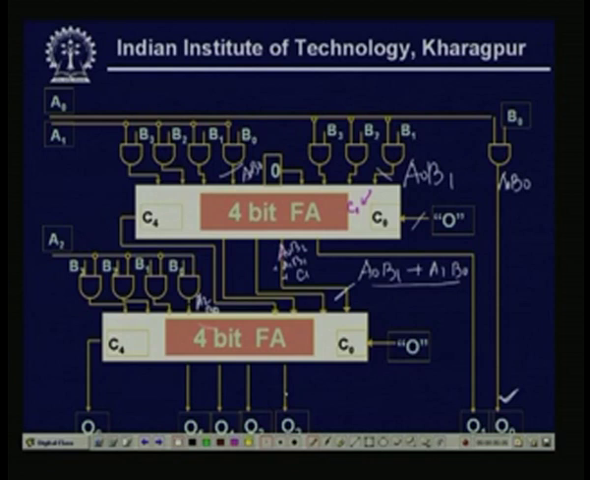So, we are using 2 4 bit full adders, where the LSB of the first adder, with the carry from the previous term, is fed as the LSB to the next full adder, and the other term left is the A2 B0.